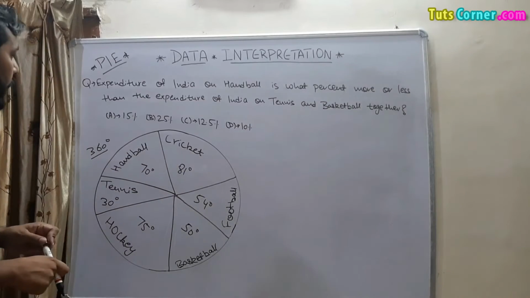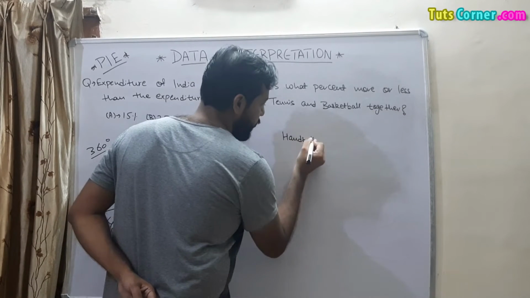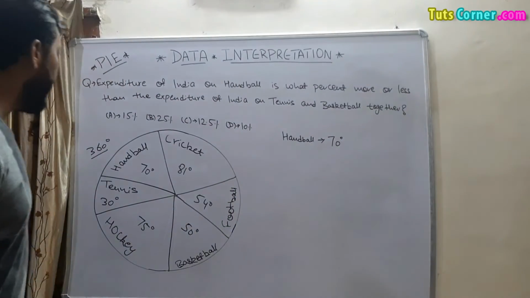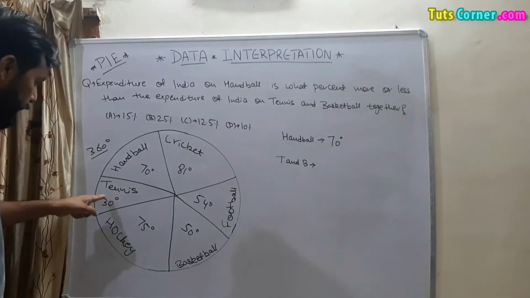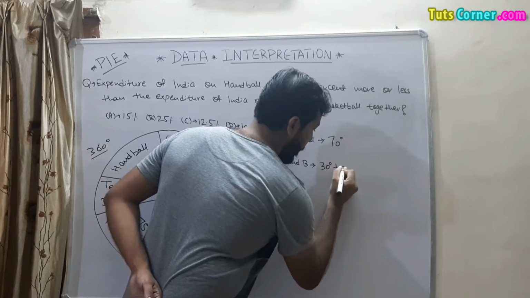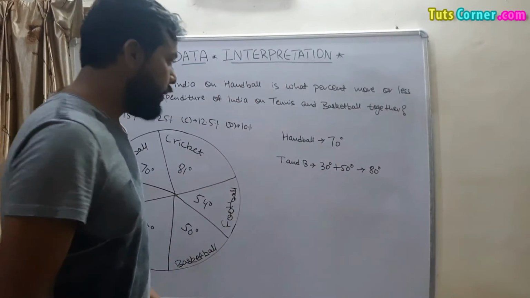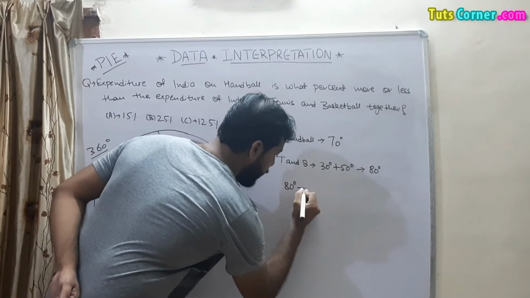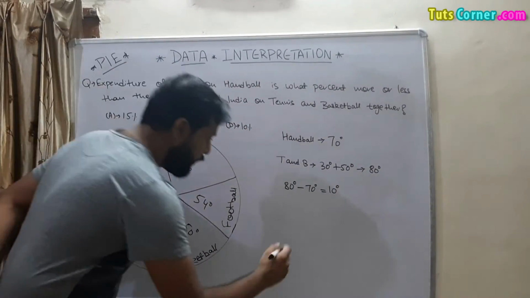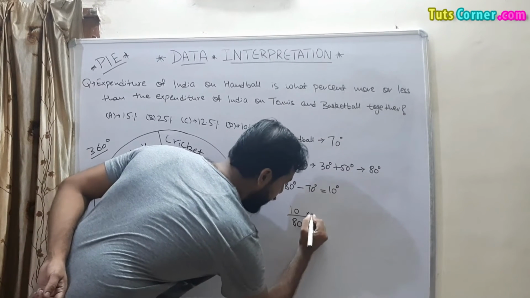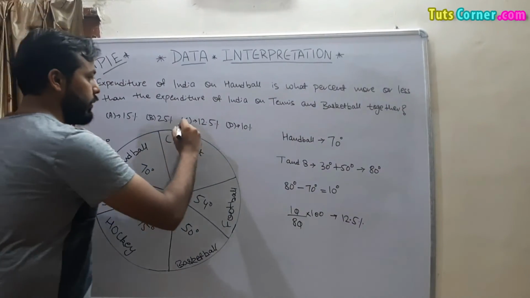We all know that our whole circle is of 360 degree. So expenditure of India on handball is 70 degree, and on tennis and basketball together is 30 and 50, which is 80 degree. So handball is less than tennis and basketball. How much? Ten degree. And we need to calculate the percentage. So 10 less than 80 into 100, this is 12.5%, which is our option C.